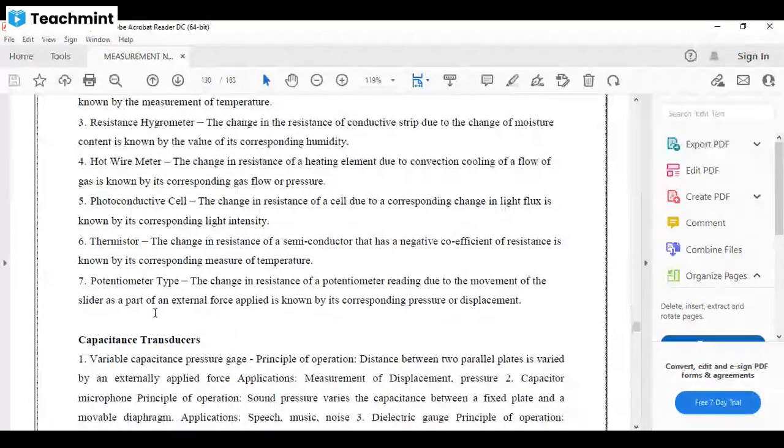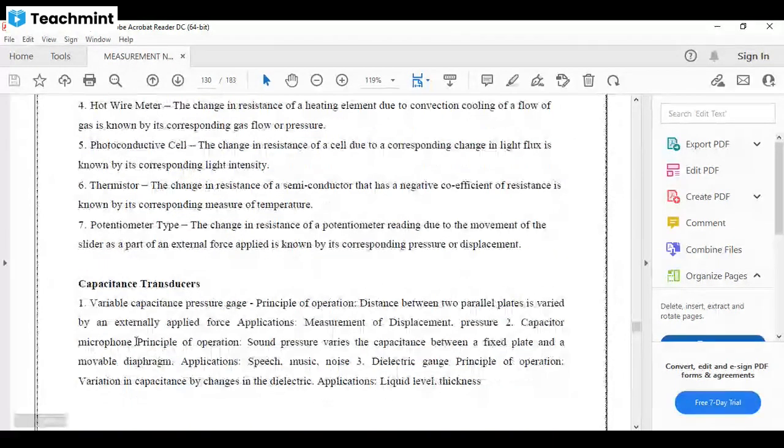And the last one is the potentiometer type. The change in resistance of the potentiometer reading due to the movement of the slider, as a part of the external force applied, is known by its corresponding pressure or displacement. So using a potentiometer type transducer, we can measure the corresponding pressure or displacement. And the next one is the capacitance transducer, or capacitive type transducer.